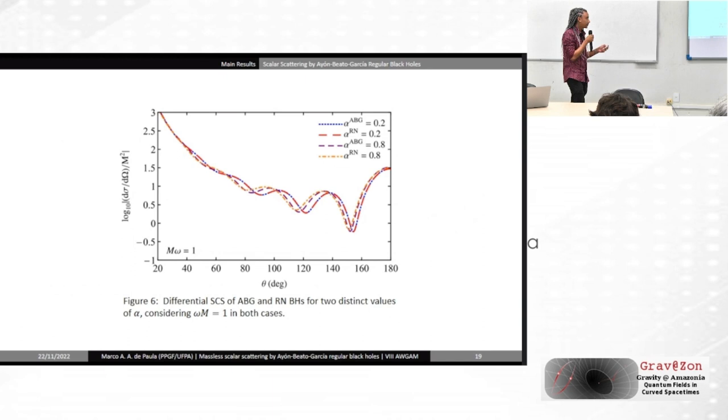So what we can try to do now is to better understand the similarity between the differential scattering cross sections, in the sense of answering the question of whether it is possible for regular black holes to mimic the differential scattering cross-section of standard black holes, which are those with intrinsic singularities. To better understand this, we can follow the following procedure.